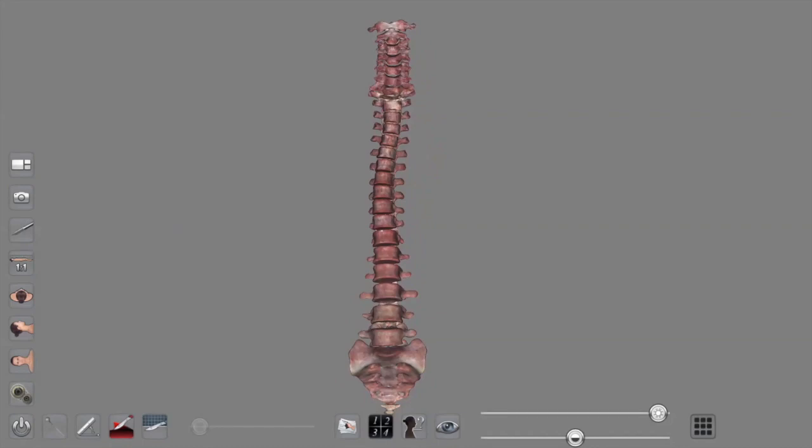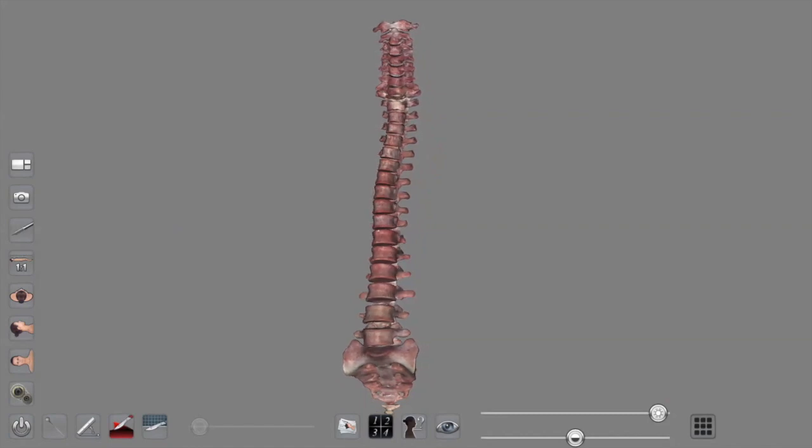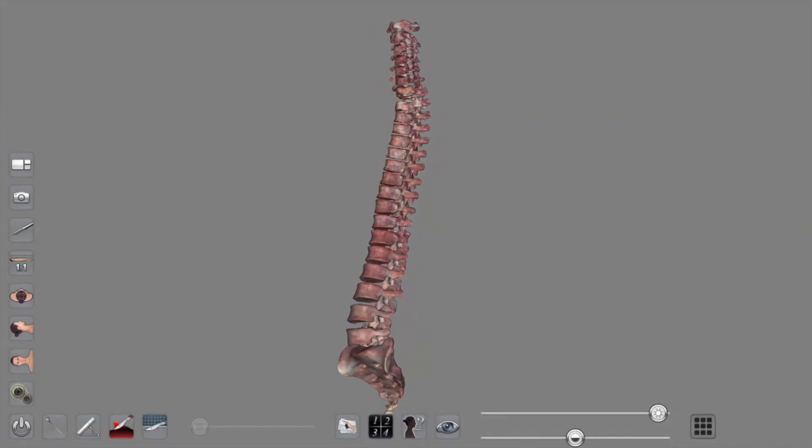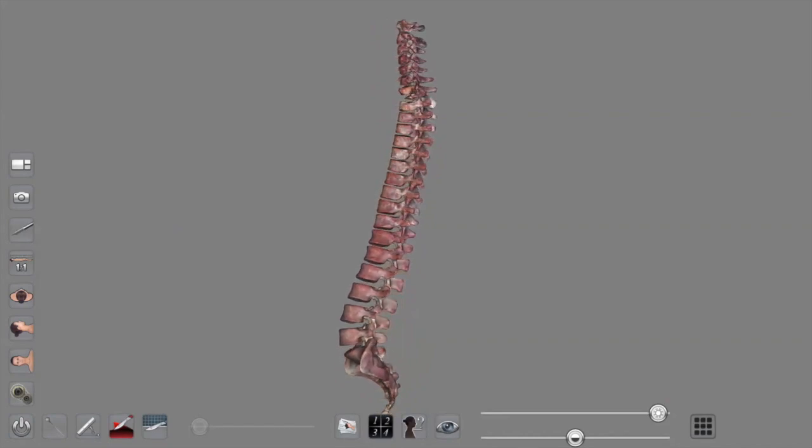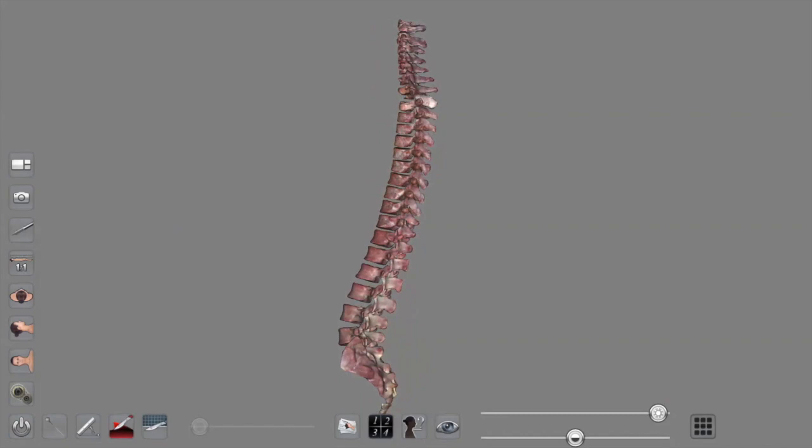This is a bony anatomy review of the spine. The spine is made up of 5 primary segments: the cervical spine, the thoracic spine, the lumbar spine, the sacrum, and the coccyx.